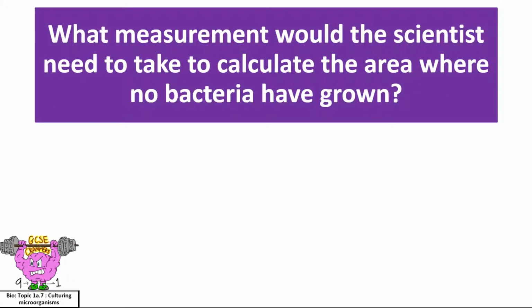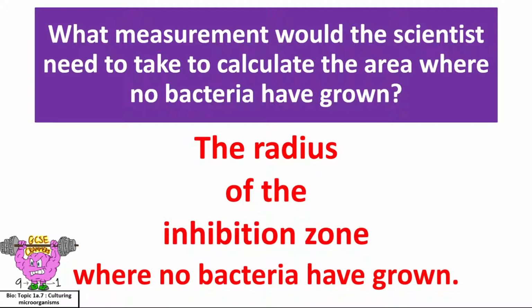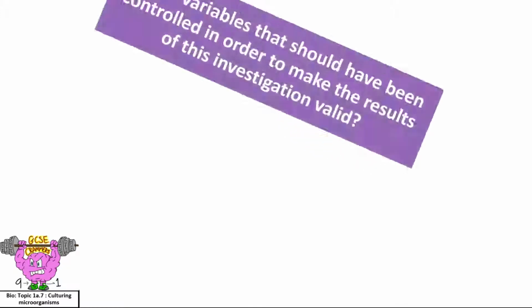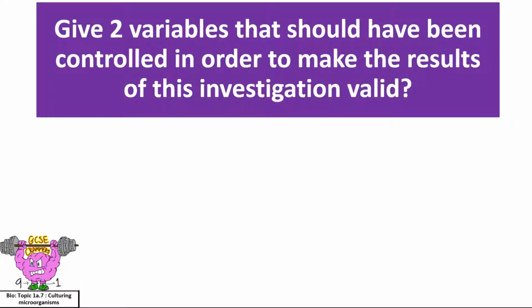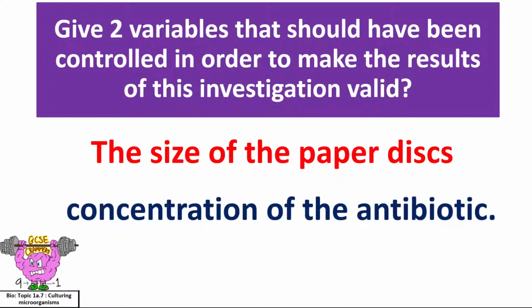What measurement would the scientist need to take to calculate the area where no bacteria have grown? The radius of the inhibition zone where no bacteria have grown. Give two variables that should have been controlled in order to make the results of this investigation valid. The size of the paper discs and the concentration of the antibiotic.